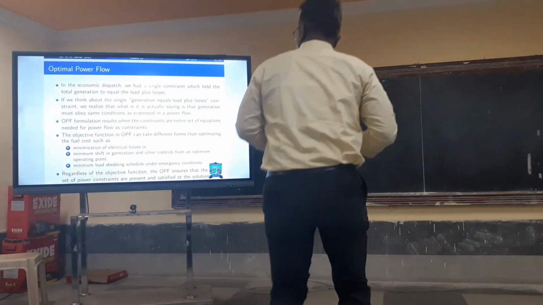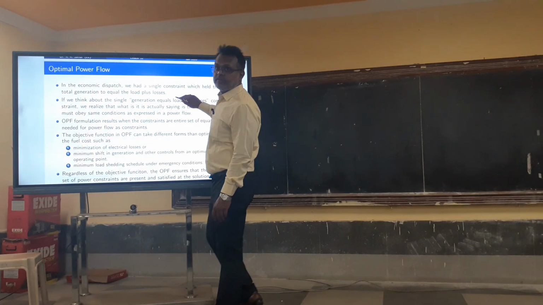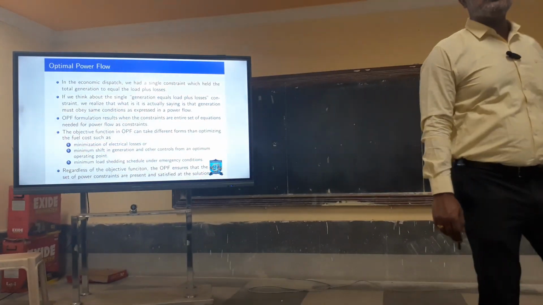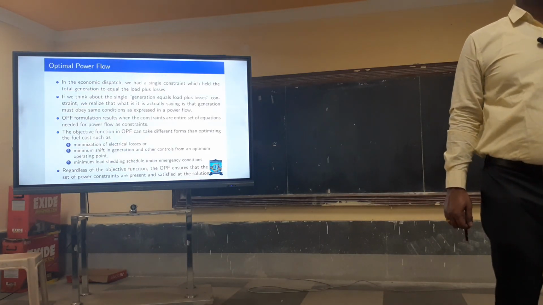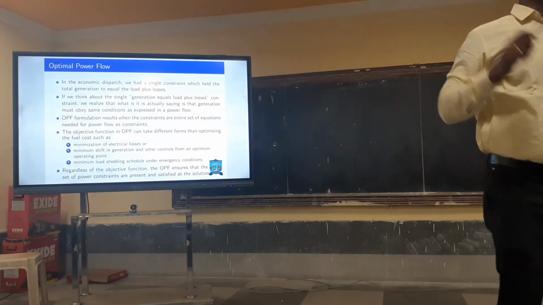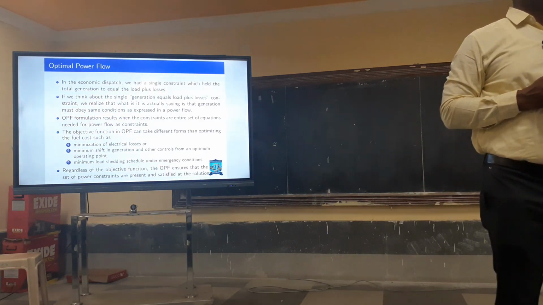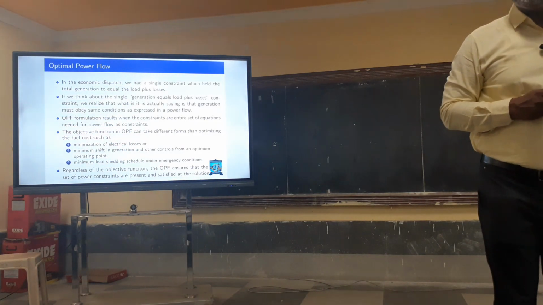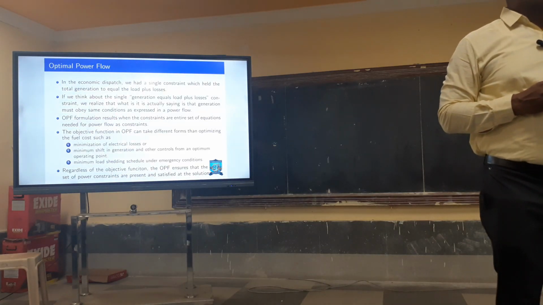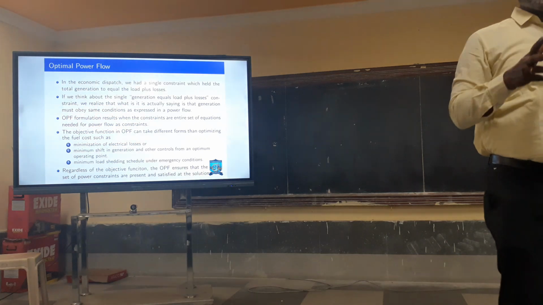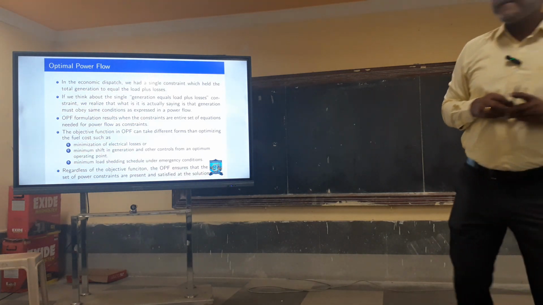Okay. The last part is optimal power flow. What is the difference between optimal power flow and B coefficient based economic dispatch? Sir, the B coefficient is an approximate one, whereas in optimal power flow we directly use the load flow output for the losses. Okay.